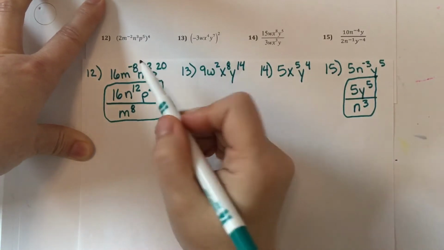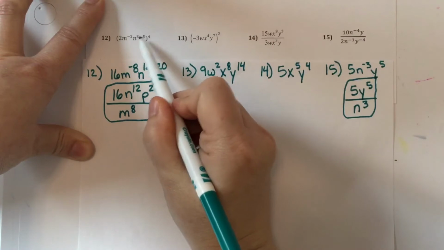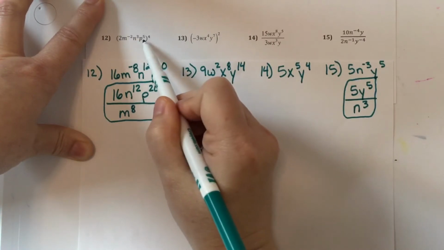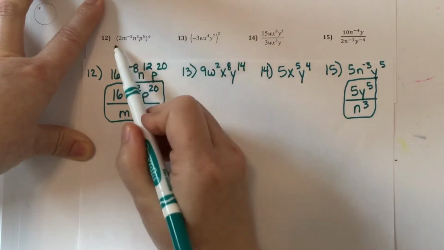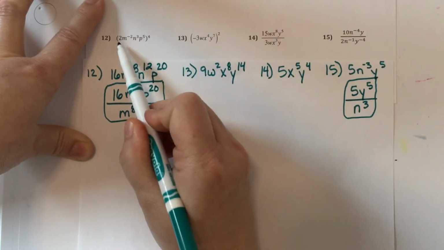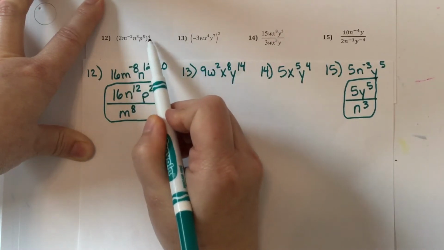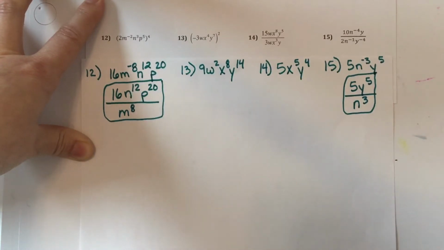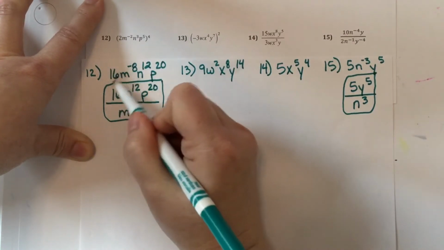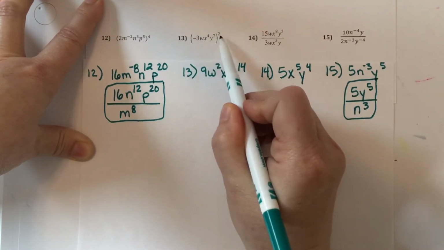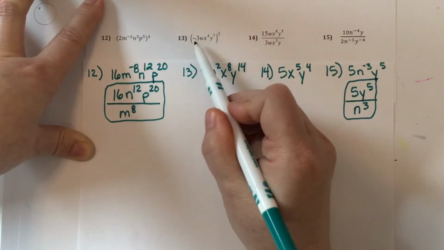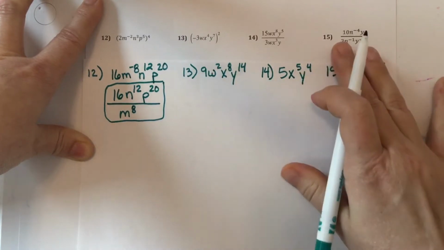Okay, so on 12 and 13, you multiply exponents because if there's a power to a power, then you multiply that. So I multiplied all the exponents, but the 2 is not an exponent, so 2 got raised to the 4th. 2 times 2 times 2 times 2. That's where the 16 came from. And on number 13, negative 3 got raised to the 2nd. So negative 3 times negative 3, that makes a positive 9.